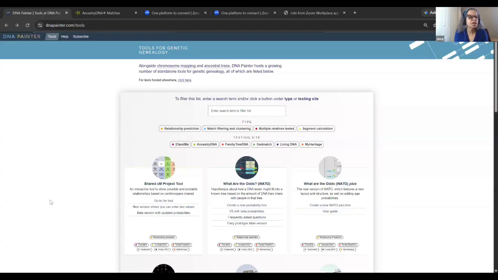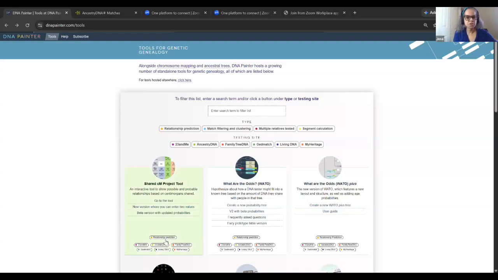It's totally free. It gives you actual relationship possibilities that are based on your DNA results. I'll link to it in the description below. Okay, so here we are at DNA Painter. The website is dnapainter.com. I'm at /tools, and I want to go to the shared centimorgan project.